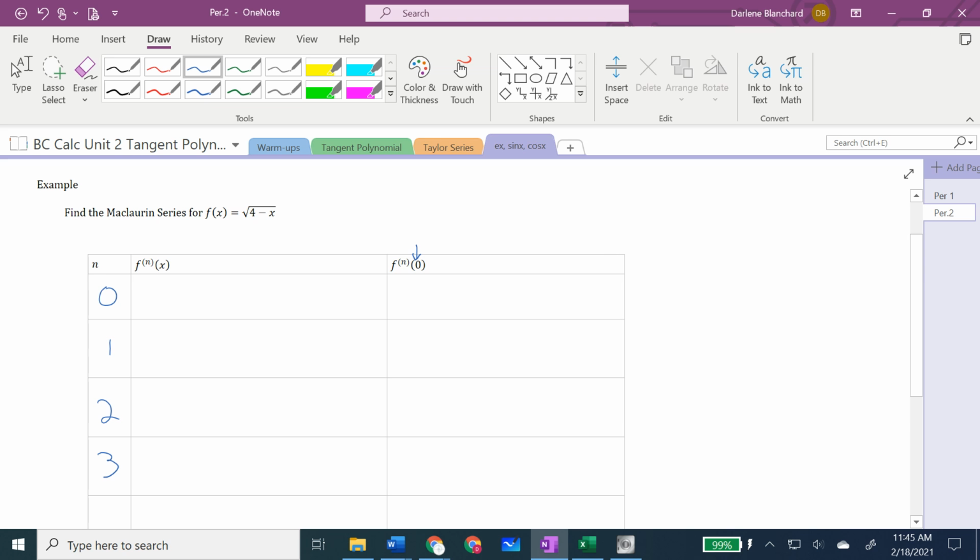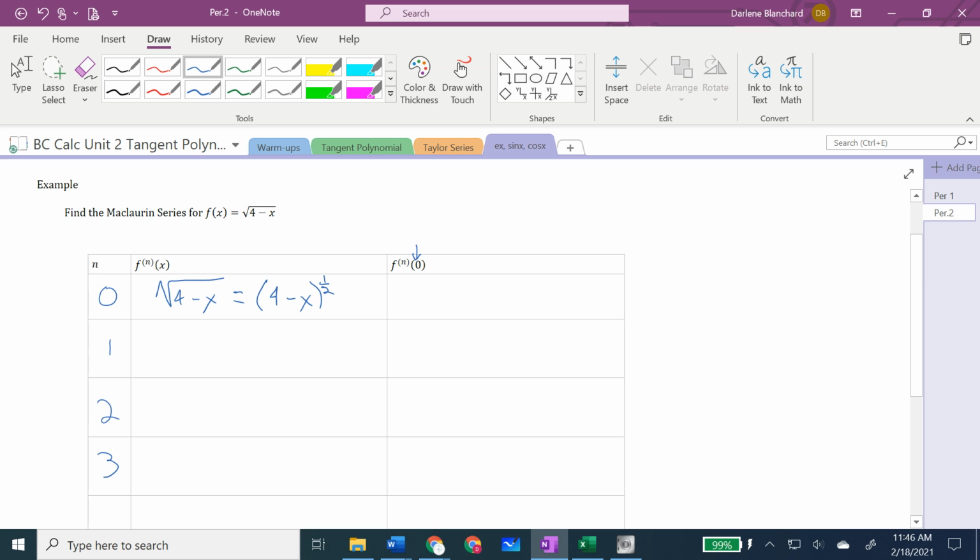But first, the zeroth derivative is the function. To prep it for derivative taking, however, got too much stuff over there. Hold on. Moving wires. Okay. To prep this, I'm going to write it as 4 minus x to the 1/2 power so that I can just power through it with the power rule.